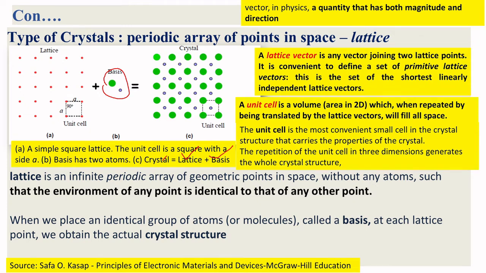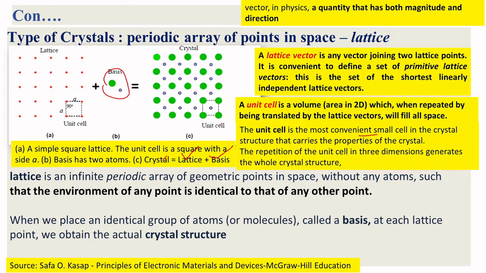So the unit cell is the most convenient small cell in the crystal structure that carries the property of the crystal. The repetition of the unit cell in three dimensions will generate the whole crystal structure. You have a continuous repetition of the unit cell. It's building the concept of the whole crystal structure.